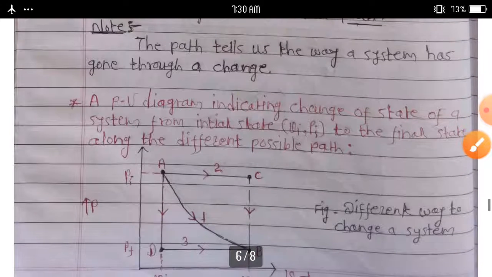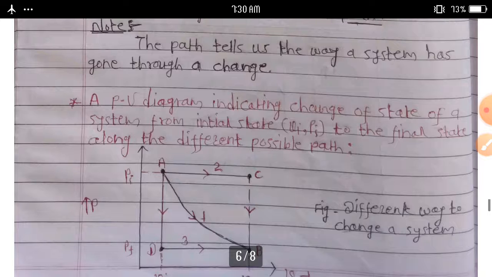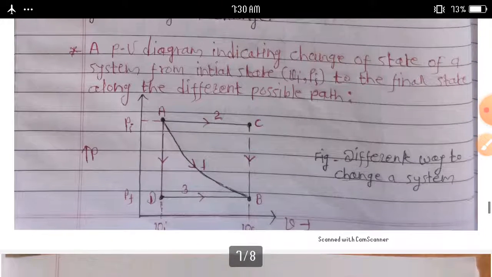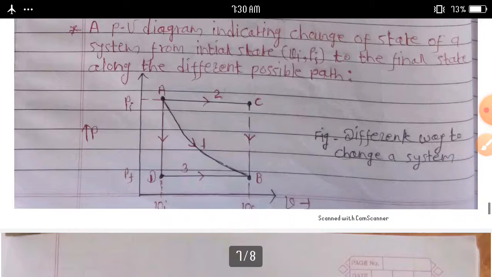Next one, PV diagram indicating change of state of a system from initial state Vi, Pi to the final state along different possible paths. See here, different ways of change of a system.